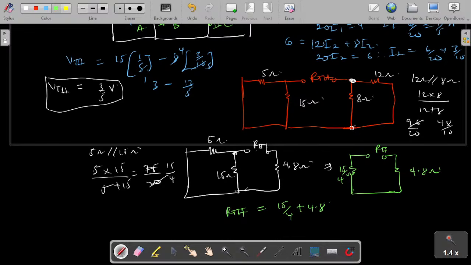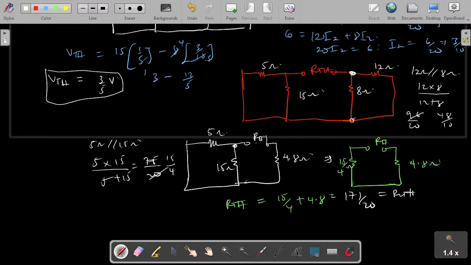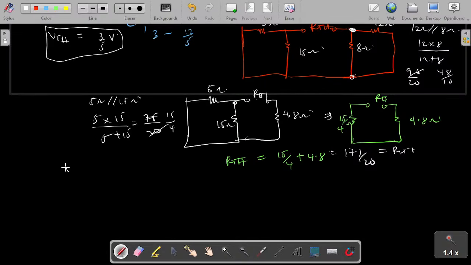So 15 over 4, which is 171 over 20, and that is our RTH. So now we have our VTH to be equal to 3 over 5 volts. Our RTH is equal to 171 over 20 ohms.